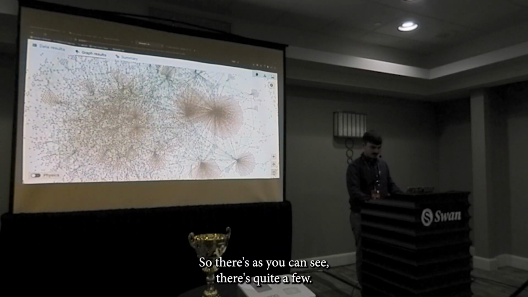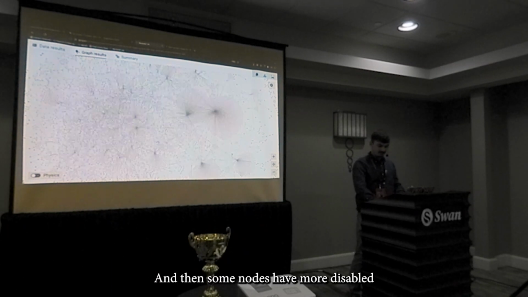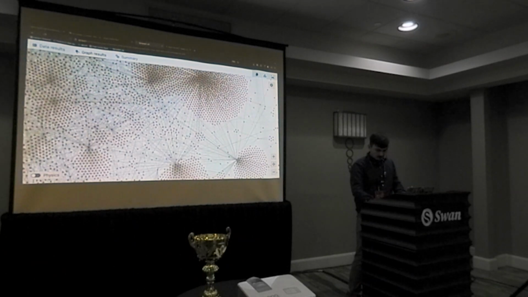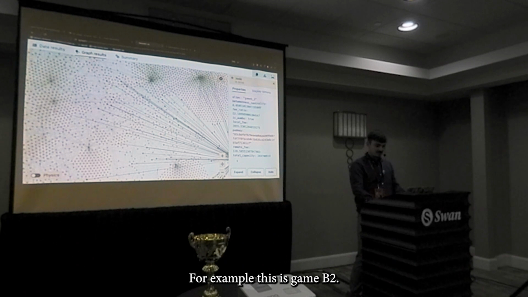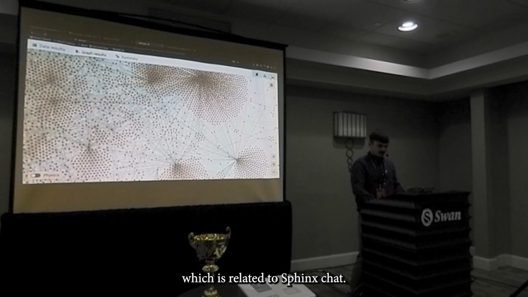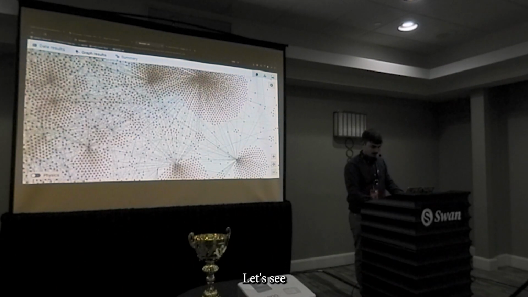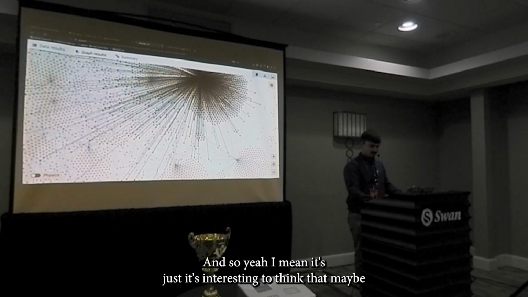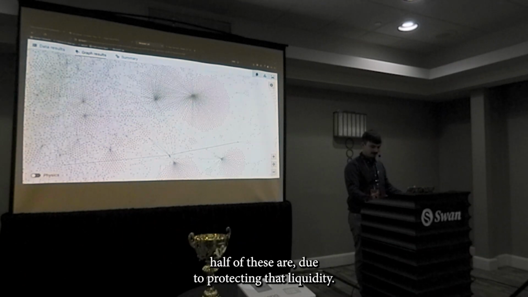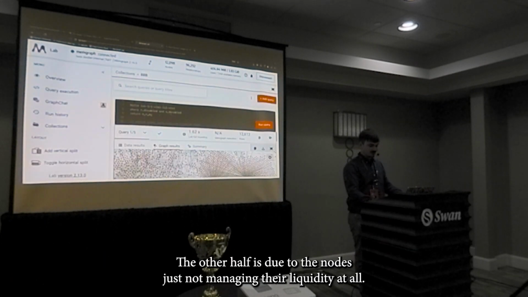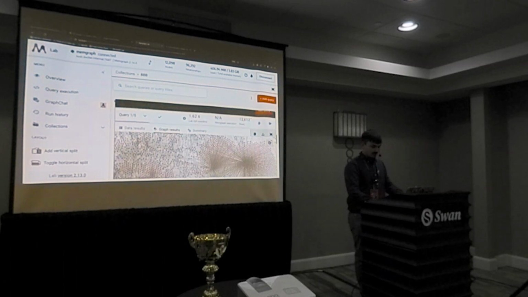And yeah, so as you can see, there's quite a few, and some nodes have more disabled channels than others. So, for example, this is game B2, which is related to Sphinx chat. Let's see. 1ML node alpha. And so, yeah, it's interesting to think that maybe half of these are due to protecting that liquidity, the other half is due to the nodes just not managing their liquidity at all.